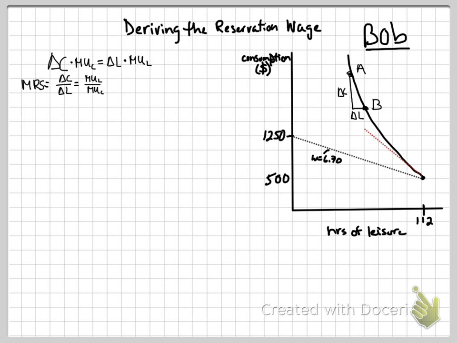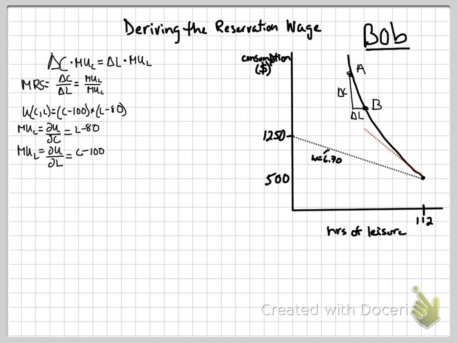Let's take a functional form for this indifference curve. Let's say that utility, as a function of C and L, is equal to (C minus 100) times (L minus 80). In that case, the marginal utility of consumption is the partial derivative of our utility function with respect to consumption, which is equal to L minus 80. The marginal utility of leisure is the partial derivative with respect to leisure, and that's equal to C minus 100.